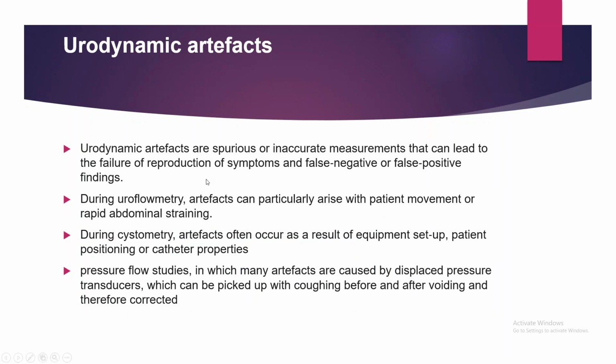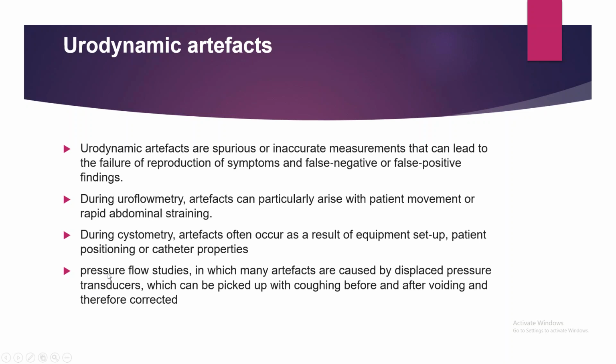Now, how are you going to identify any artifacts? What are artifacts? They are spurious or inaccurate measurements that can lead to failure of reproduction of symptoms or any false negative or false positive findings. Where do these artifacts arise? During uroflowmetry, it can be due to patient movement or rapid abdominal straining. During cystometry, it usually occurs as a result of equipment setup, patient positioning, or catheter properties. And in pressure flow studies, artifacts are usually caused by displaced pressure transducers, which can be picked up with cuffing before and after voiding and therefore corrected.